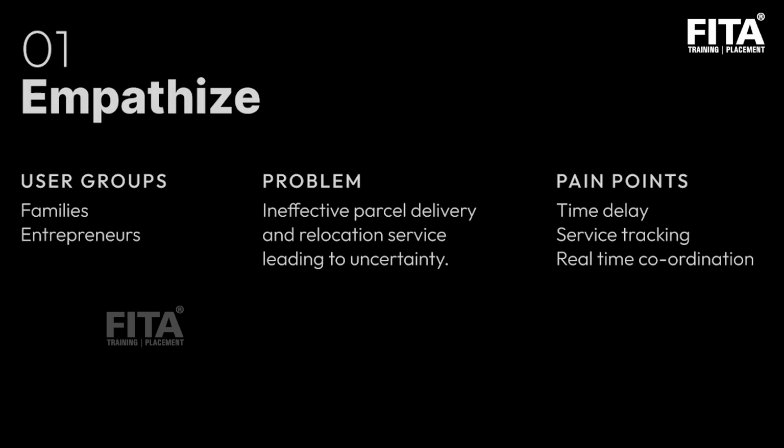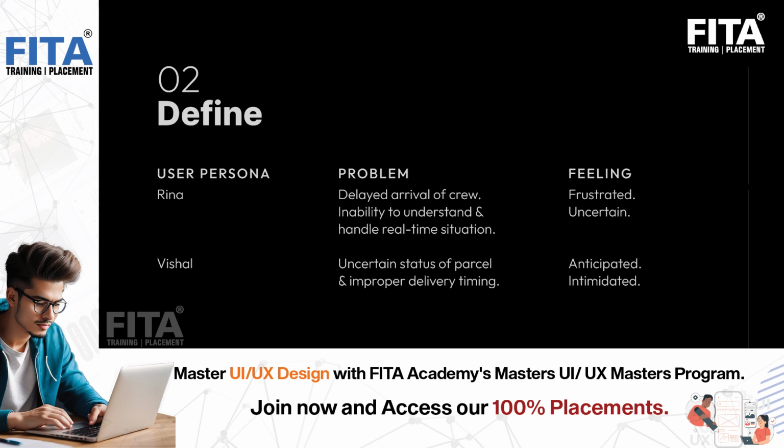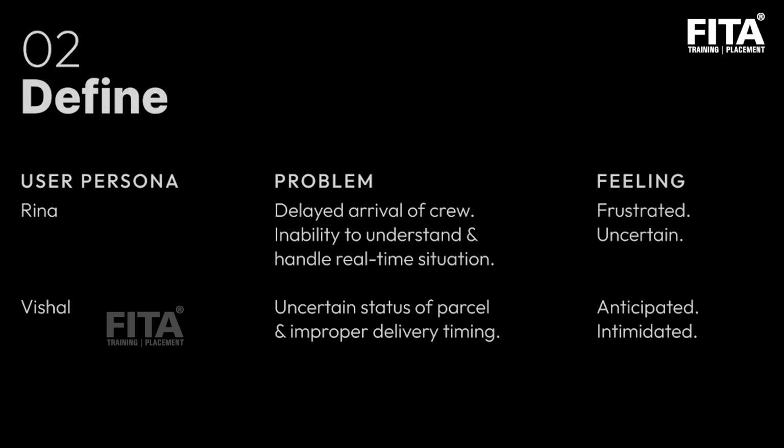Let's be more specific on this, which brings us to the second phase, the define phase. We have Reena and Vishal, 2 user personas, and their problem is that Reena has a situation to relocate their house. But the service crew had 2 issues. They were not on time, and also they didn't understand the real situation in Reena's house's surroundings. So the situation was handled so badly, which left Reena and their family frustrated and uncertain.